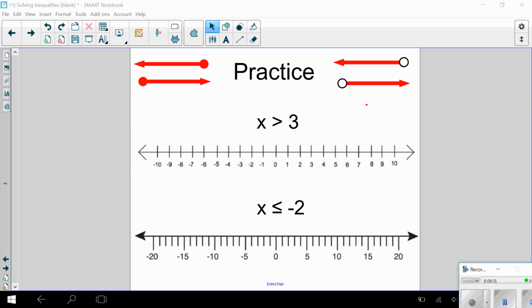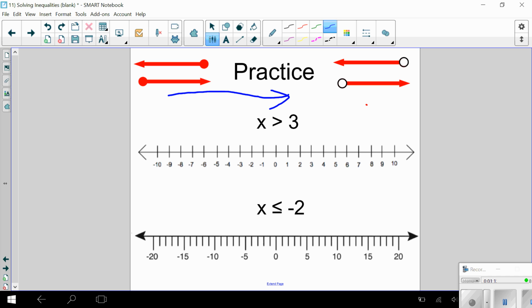Let's look at a real basic inequality to graph. It says x is greater than 3. One thing that I encourage my students to do is notice that this right here kind of looks like an arrow. So it's pointing to the right. So x is greater than 3 is going to be an open circle pointing to the right.